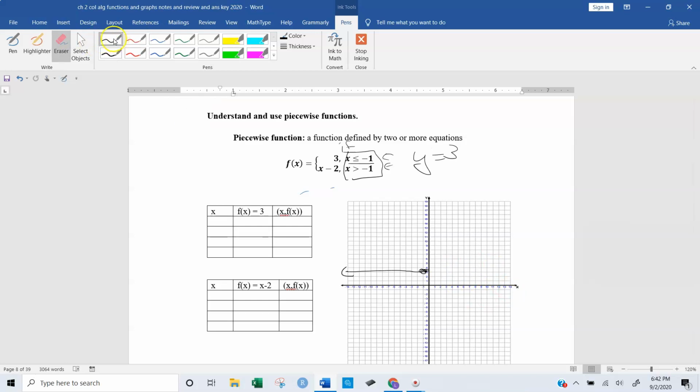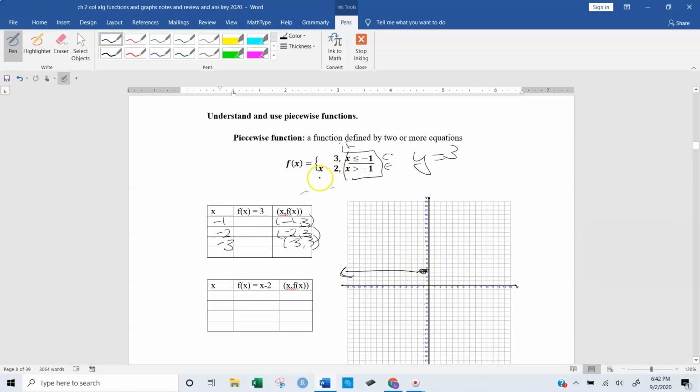The other method is this. I can say it has to be -1 or less, so you plug in -1, -2, -3. It's 3, so nothing changes, so it's (-1, 3), (-2, 3), (-3, 3). Graph those points, so -1, -2, -3. Draw your line on forever, and that's the first piece of your function.